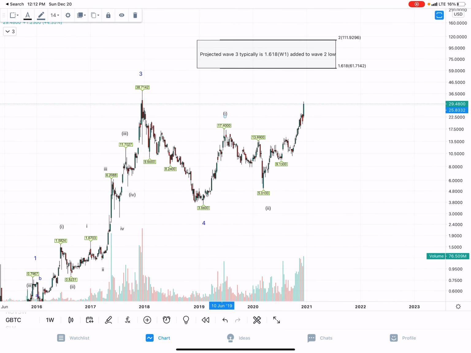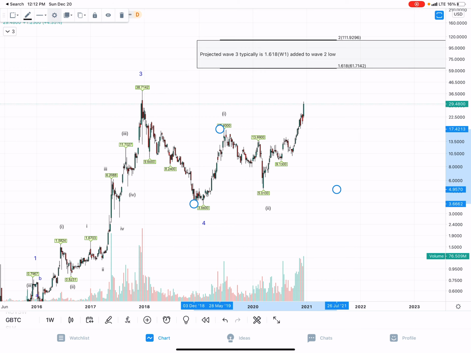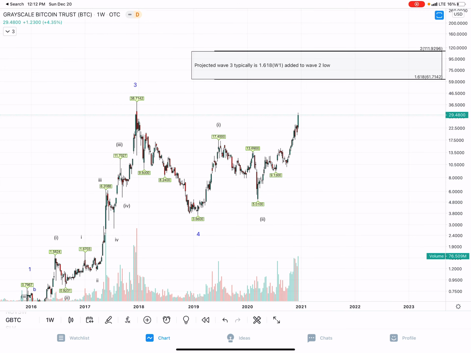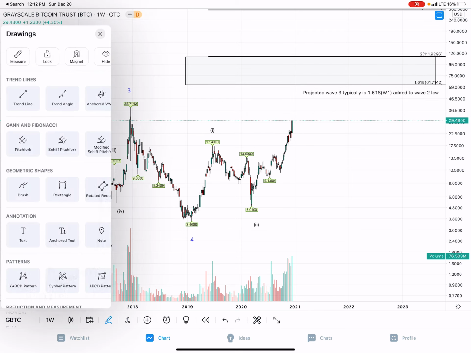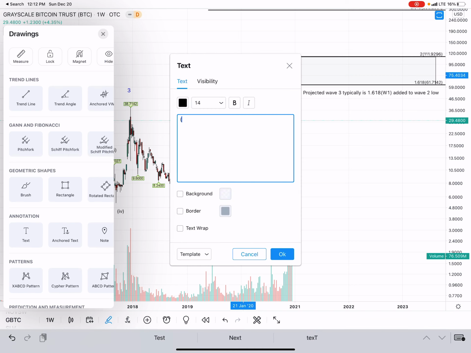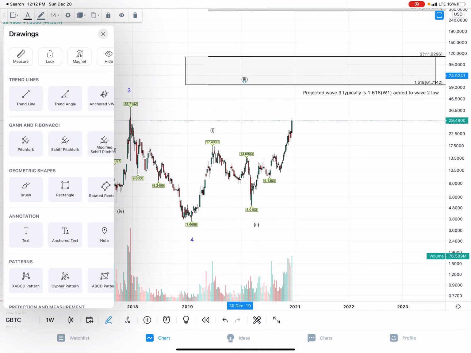So we get our wave 1. Let me extend this box this way, and then let me fix these fibs. Extend lines right. Okay, there you go. So we'll project the wave 3 is typically 1.618, which would bring us to this area over here. So obviously this has got a ton of room to run.